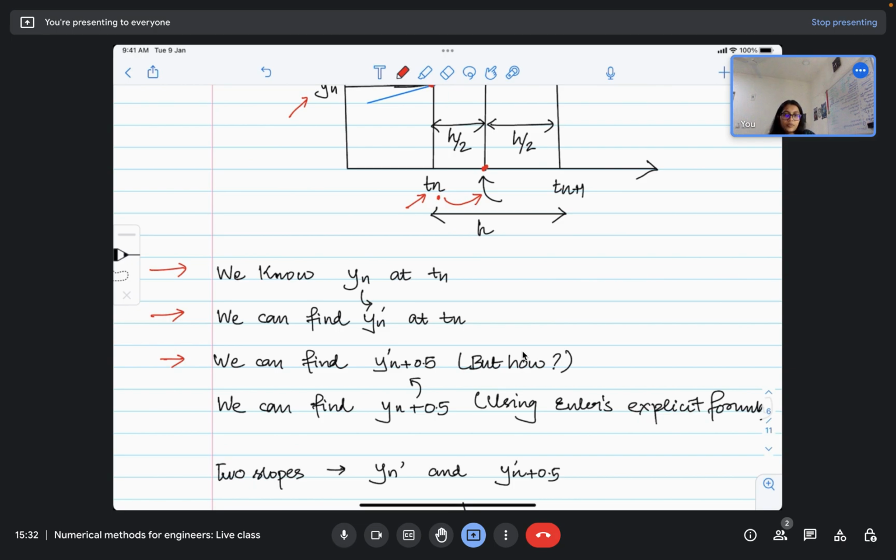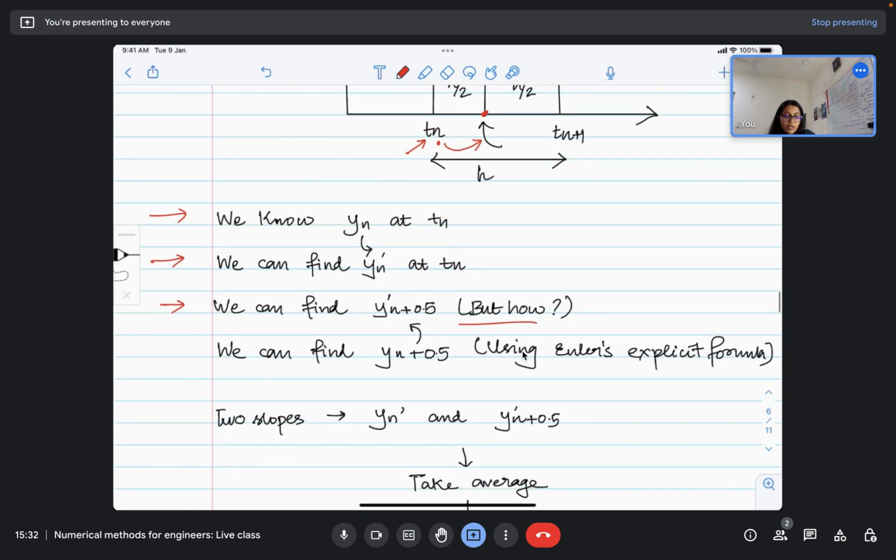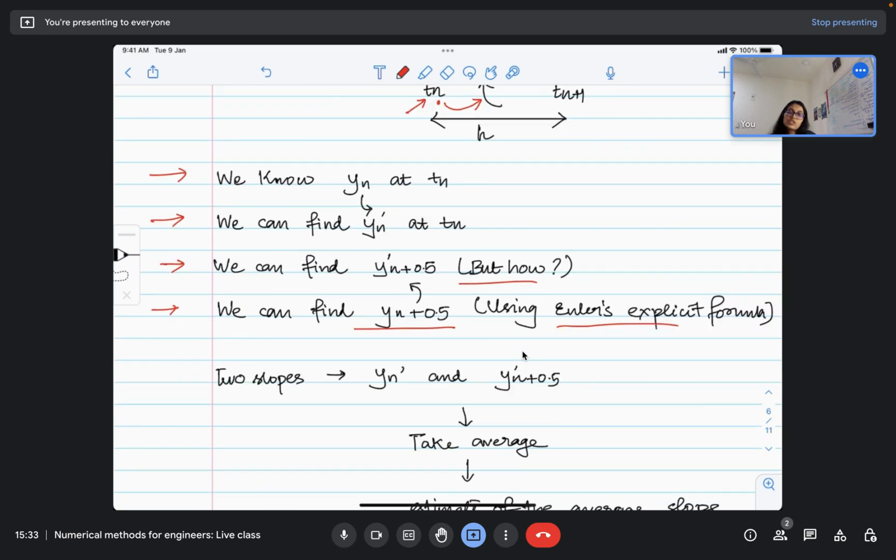But how will we compute that value of slope at that intermediate point? In order to do that, what we do is we use the Euler's explicit technique that we learned in the previous case to find out the value of yn plus 0.5. Once we have yn plus 0.5, we take the slope at that point and find out y dash of n plus 0.5.